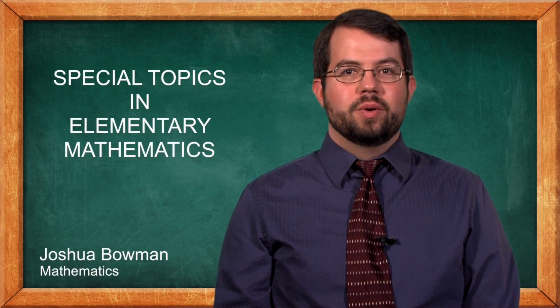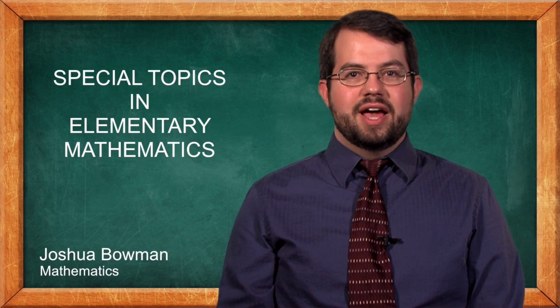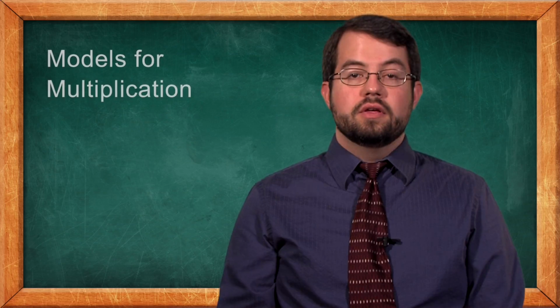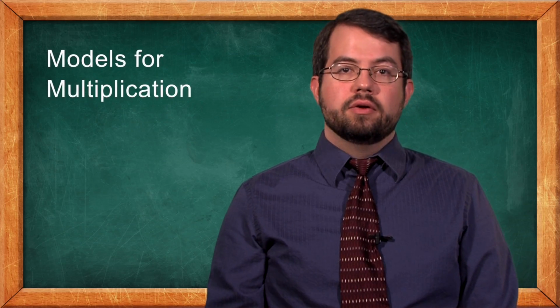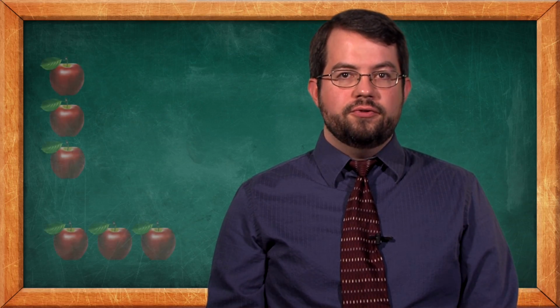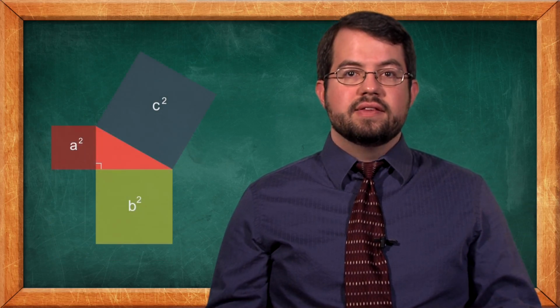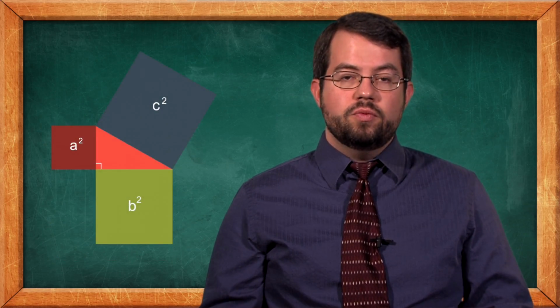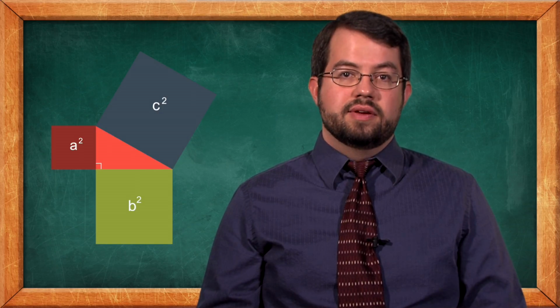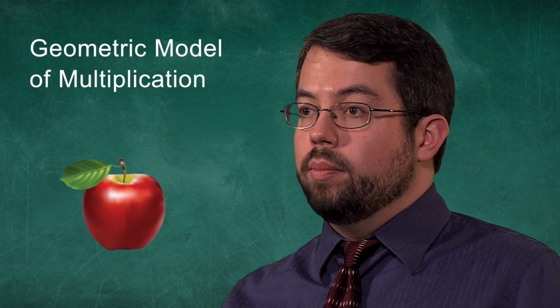Welcome to the third video in this series on special topics in elementary mathematics. So far in this series, we've been developing models for multiplication. In the first session, we looked at two models, the rectangular array and the end-to-end model. Both of these used whole numbers. In the second session, we looked at an area model, which is one of the most powerful ways of visualizing multiplication. In this session, we're going to consider another geometric model of multiplication, one which is more process-oriented: scaling.